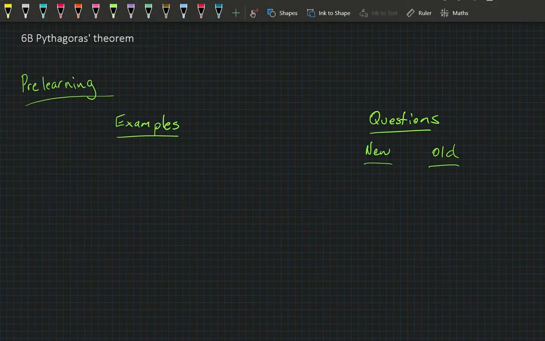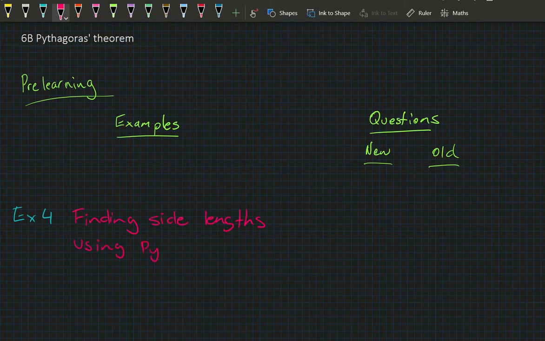Hi class, welcome to exercise 6b, Pythagoras Theorem. In today's class, your examples will be example 4, finding side lengths using Pythagoras Theorem. And your pre-learning for this will be questions 1, 2 and 3 in the new book and questions 3 and 4 in the old book.